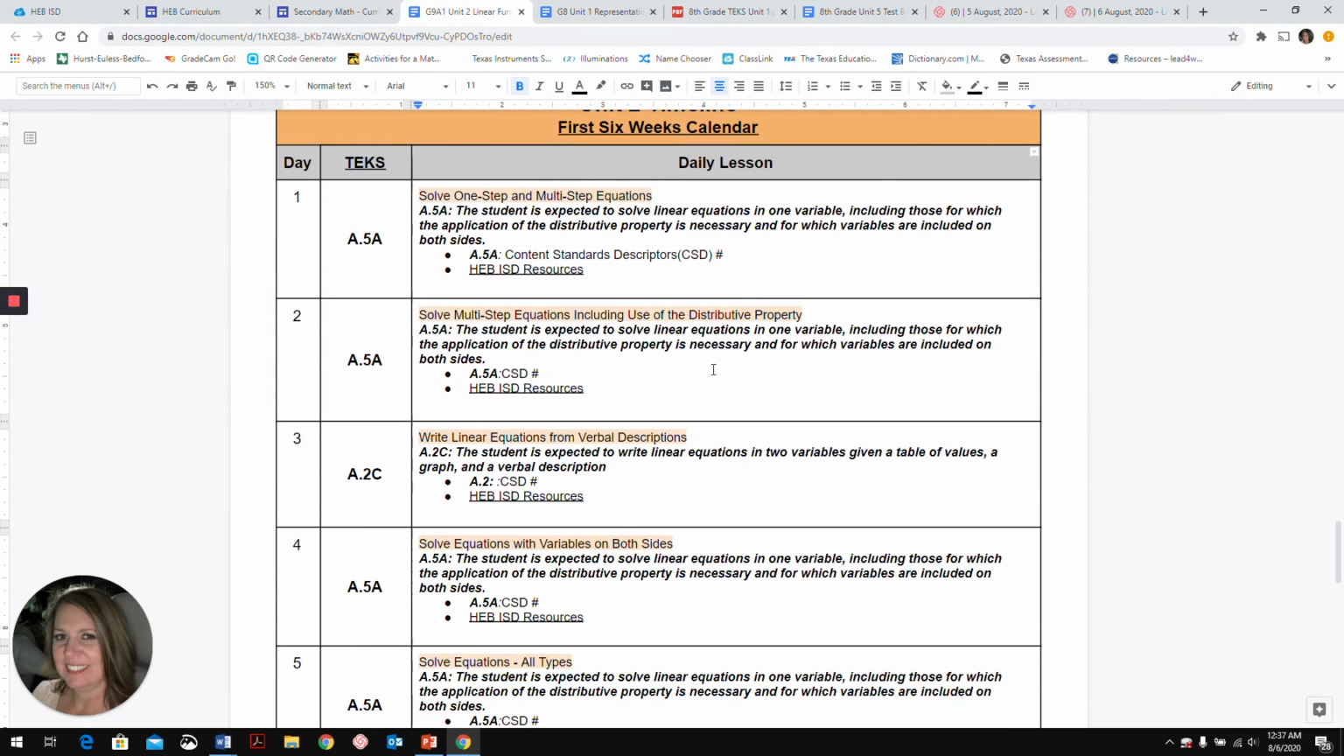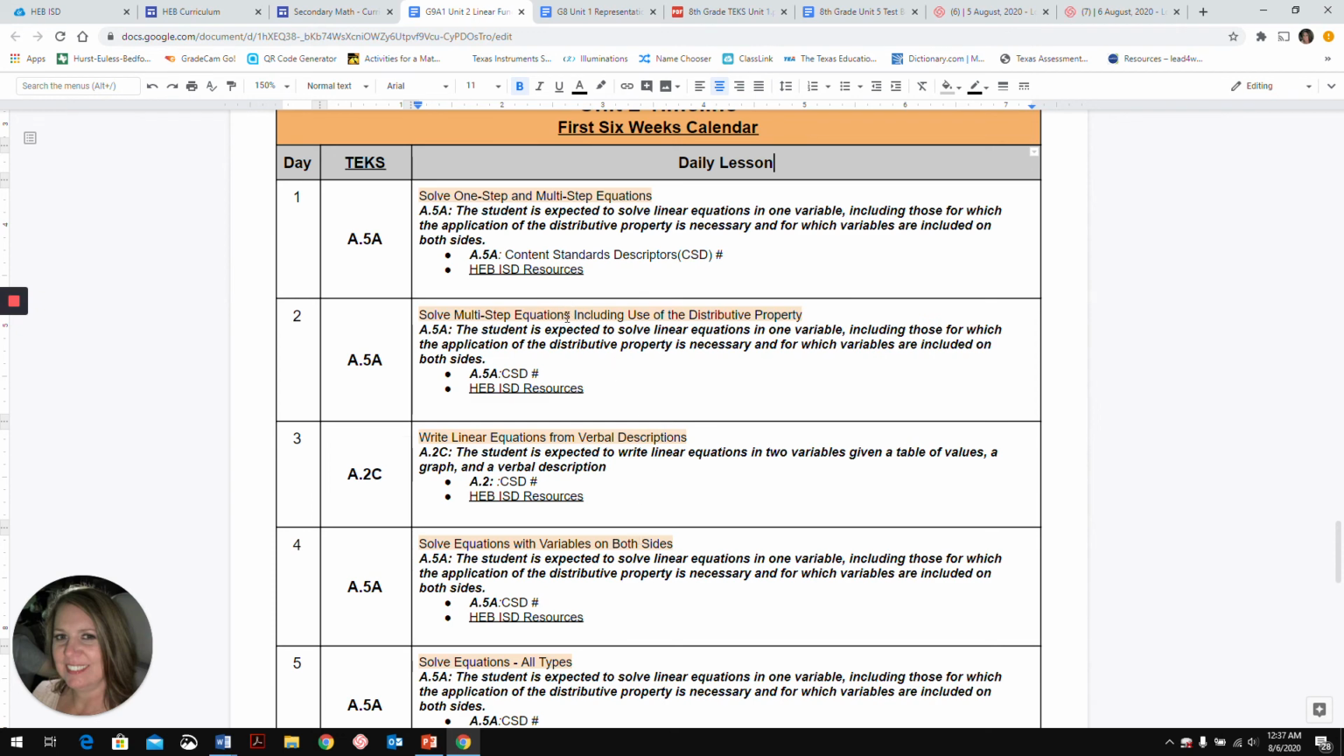In the previous curriculum we had bullet points, a bullet point for each day in the unit. And so this is probably the most visually different part of the curriculum, what we have done here. So we have day 1, which is TEKS 8.5a, solve one-step and multi-step equations. Day 2, 8.5a, multi-step equations with the distributive property. Day 3, A to C, write linear equations from verbal descriptions, and so forth.